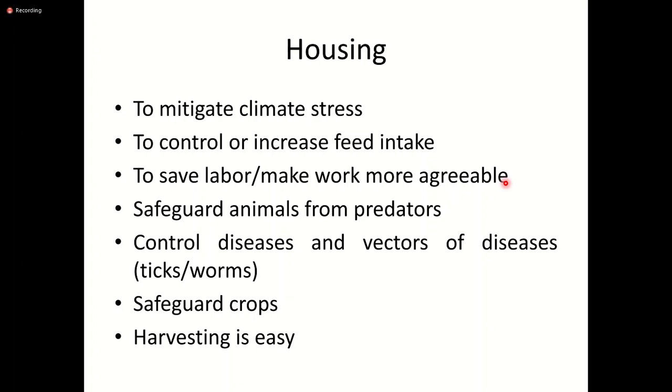And also we can increase the amount that we are offering, and then they can consume more and more feed and increase their feed intake. In addition, we can manage our laborers and our supportive staff in an efficient manner, right? We can save lots of labor, right? And we can make whatever the works available in a convenient manner, right?